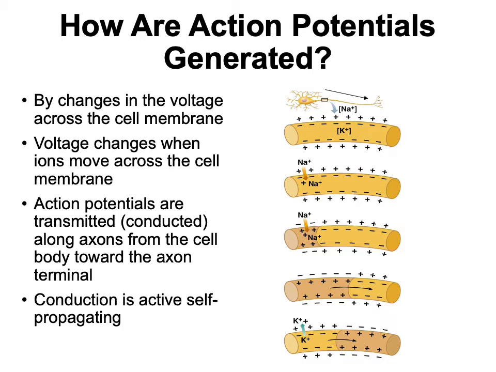These action potentials are transmitted or conducted along the axon from the cell body towards the axon terminal. They are self-propagating, which we'll talk about in a little bit, how the action potential itself opens and closes channels along the axon so it can continue to move.